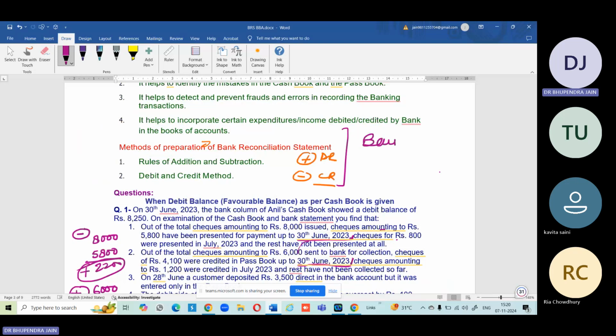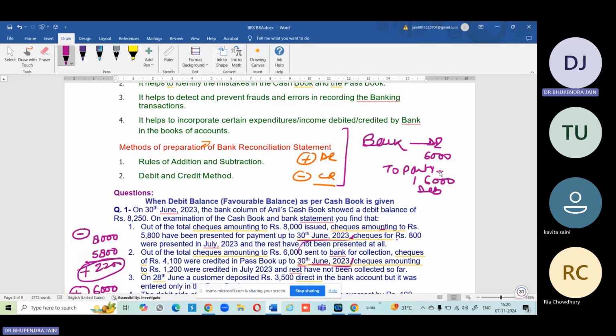So whenever you receive the check from the party, then we will pass the entry: bank account debit for rupees 6,000 and to party. Clear, beta? How much? 6,000. Yes, sir. So at the time of collecting the check from the party, from the debtor, you will definitely record the entry in the ledger. Is this clear? So beta, you will increase your balance. Yes, next part.